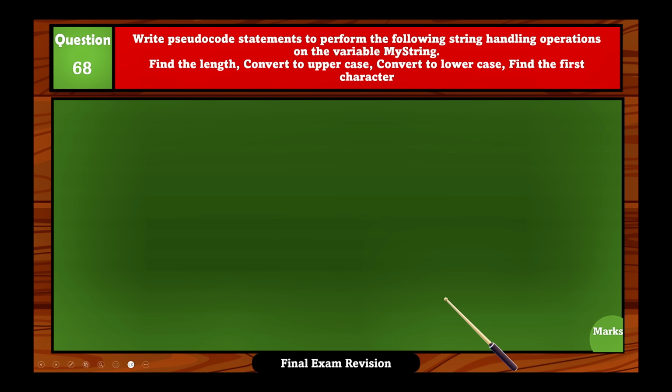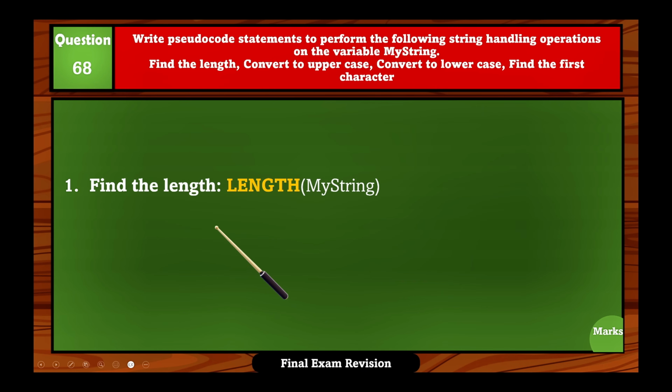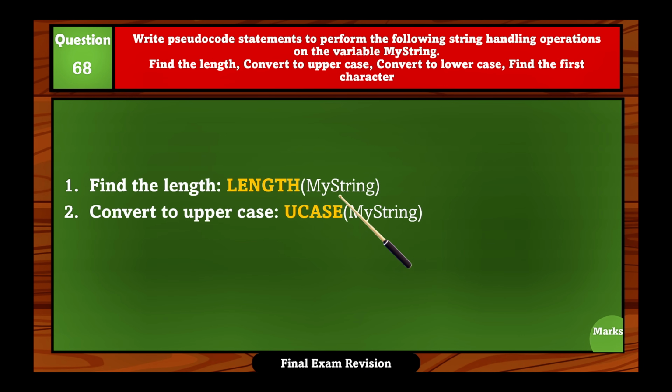Question 68, write the pseudocode statement to perform the following string handling operations on the variable myString. So what is the first one? Find the length, convert to uppercase, convert to lowercase, and find the first character. We have a variable named myString, and we need to perform all those operations. It's very straightforward. The first is finding the length. We use the length function, and we just specify the myString variable here, and it will give us the length of the myString variable. Then to convert to uppercase, we use the uCase function.